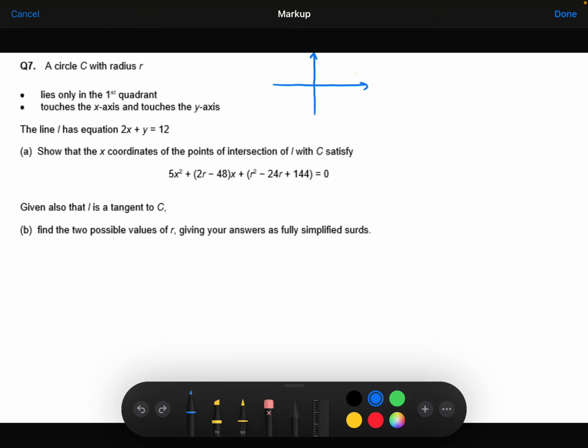Now, touching the x and the y axis means it's going to look something like this. It's going to be touching the y axis there, and it's going to be touching the x axis there. So if it's touching here, and that's the radius, and it's touching here, and that's the radius, then the centre of the circle has got the coordinate (r, r). Which means that we can write down the equation of this circle as x minus r all squared plus y minus r all squared equals r squared.